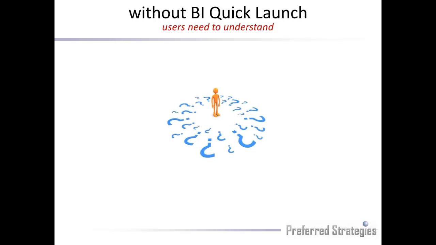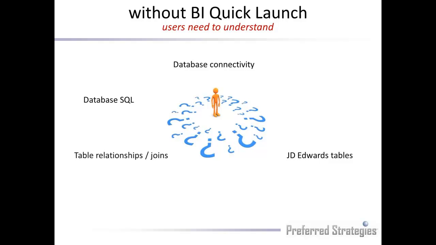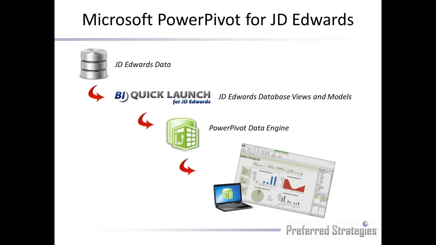Without our BI Quick Launch, what users need to understand, again, is all the same things that were on the last slide: database connectivity, understanding SQL and structuring SQL, what tables you need, what the relationships are to join them properly, what the field names are, and whether there is any massaging of those so they can be reported on properly as well, and then any type of time-based measures that need to be calculated and things like that. So that's kind of where we come into play.